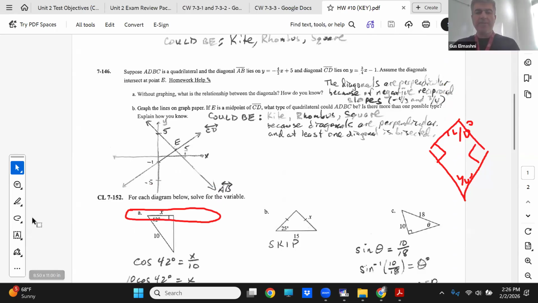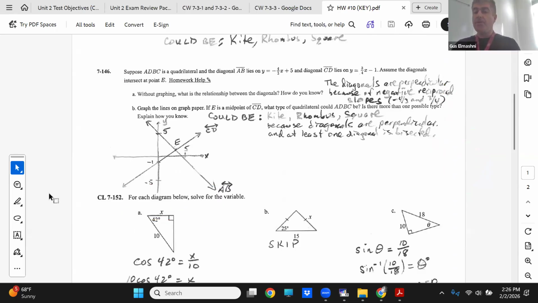For 7146, these are the equations of the lines for the diagonals of a quadrilateral. What you need to recognize is the slopes are opposite reciprocals, right? So therefore, they're going to be perpendicular. And if they're perpendicular, then it could be a kite, rhombus, or square. We talked about it: could be, right? Not guaranteed, but could be. Also, we do know that one of the diagonals will be cut in half. They talk about that, where E is the midpoint of CD. So there you go. Just locate C and D.